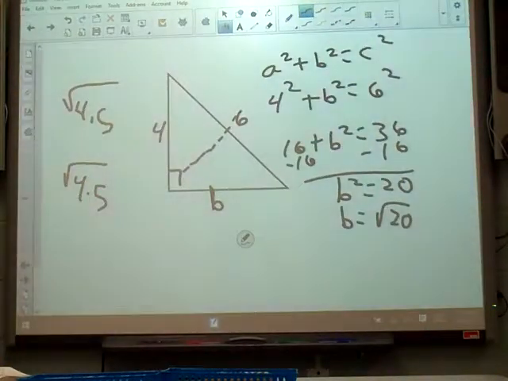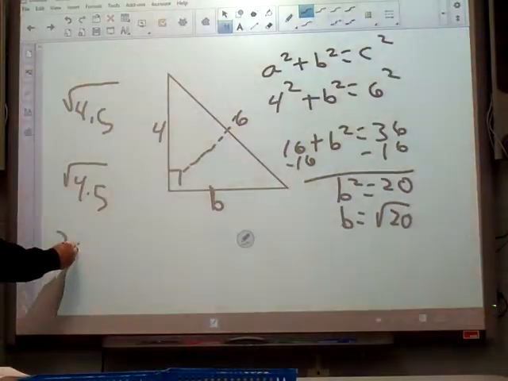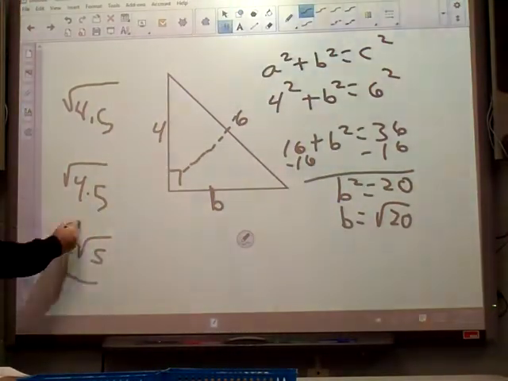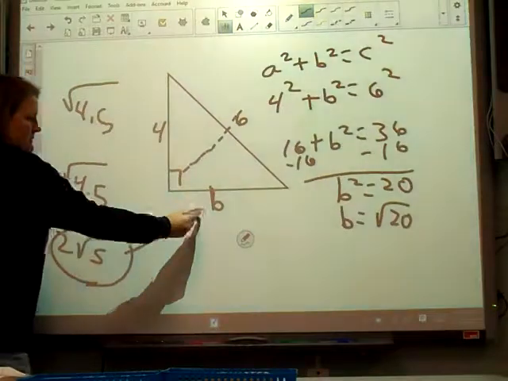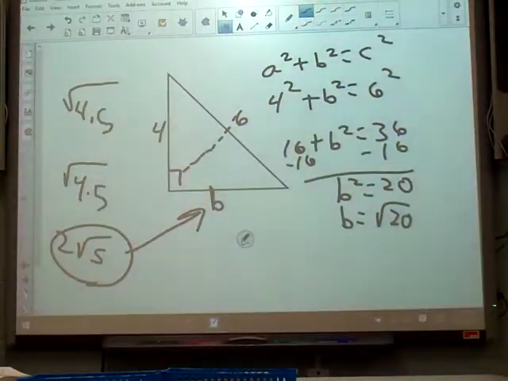Okay, square root of 4. Bring that 2 out. 5 stays in the house. So that would be the length of side B, 2 square roots of 5. Square root of 20 is a pretty common one that you're asked to break down. That shows up a lot. That's going to be one that you'll probably have memorized before too long.